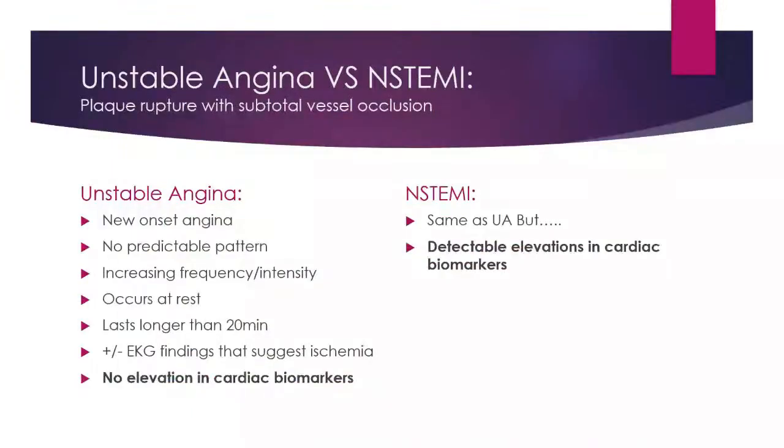All right. So plaque rupture with subtotal vessel occlusion. When you have a plaque within that vessel, it will likely change at some point. We either have it breaking off, throwing a clot. This can lead to strokes. This can lead to PEs. Or it just continues to grow and cause further occlusion. So the pattern becomes unpredictable. This is the hallmark of unstable. Things have changed. It's no longer consistently relieved by rest.